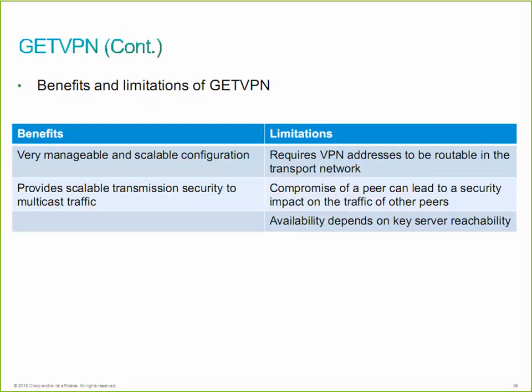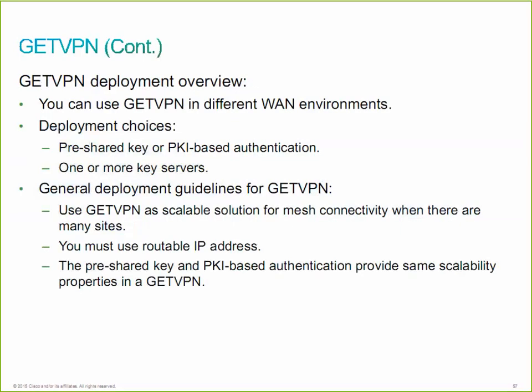In addition, the key servers play a vital role in the overall GETVPN architecture. So key servers always have to be available during the initial key exchange and the IPSec SA exchange, and during the rekey process. So not only the registration process, but the rekeying process, which happens over the lifetime of the security association. So if for some reason that key server goes down, or multiple key servers go down, or they're not reachable, you're going to have a problem establishing these VPN tunnels. All right?